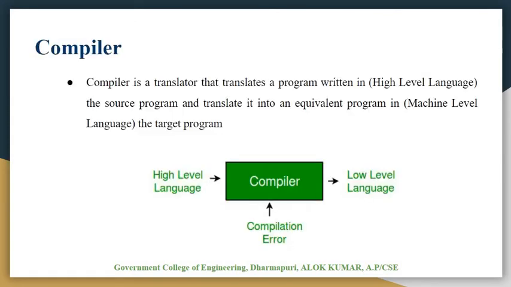So now here we will start unit one, and the first topic that we will see is the structure of a compiler. So here we will see what a compiler is. A compiler is a translator that translates a program written in a high level language, which we call the source program, into an equivalent program, which we call the target program, written in machine level language. So from this diagram you can see the compiler is translating high level language into low level language.